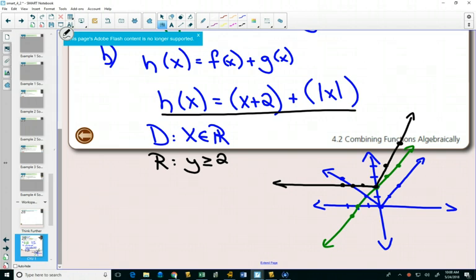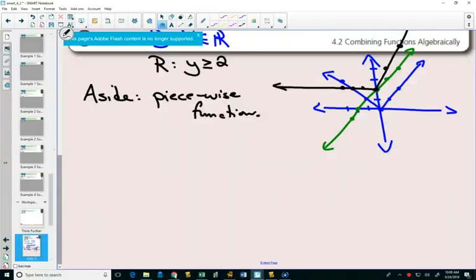If we wanted to figure out algebraically why this happened, I'm going to teach you a little bit about absolute value graphs and a different notation for absolute value graphs. So this is just a little aside. I'm going to teach you about piecewise functions, something that comes up in calculus. And the most common piecewise function is the absolute value of x.